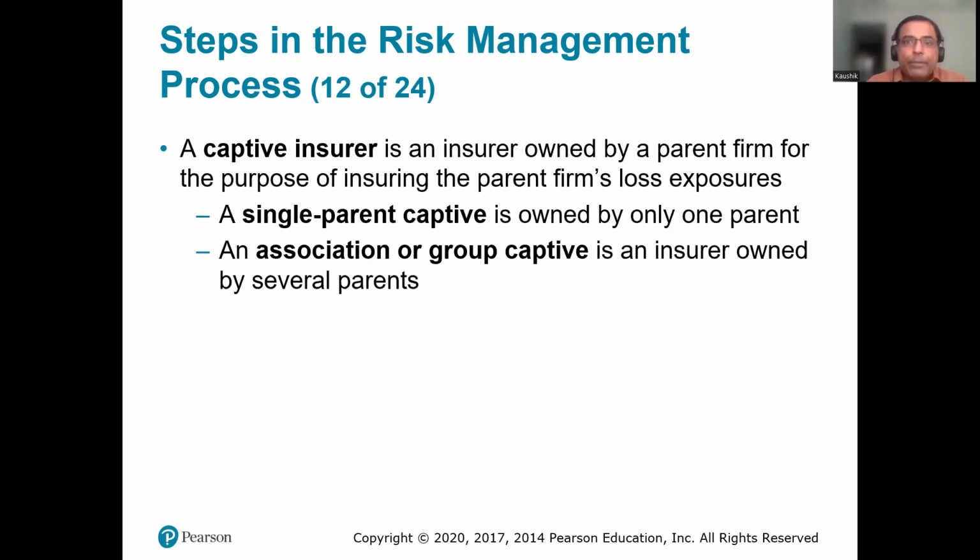So what is a captive insurer? A captive insurer is an insurance company which is owned by a parent firm. So basically, the captive insurer is a subsidiary of a parent firm. The captive insurer can be owned by a single parent company, or it can be jointly owned by a couple of parent companies. If owned by a single parent, it is a single parent captive. If owned by a group of parent companies, it is a group captive.